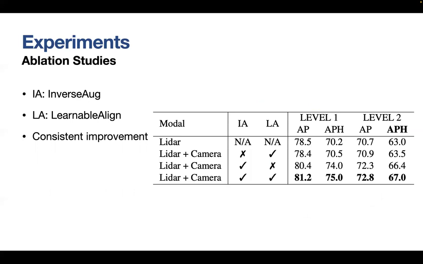So let's go to some ablation studies. Here we see the effect of inverse augmentation and learnable align on the model. We see that if we use all of them, in almost all cases, in almost all metrics, they improve the performance a lot. Especially we see that inverse augmentation is quite useful, and if they are both combined, we see an even greater increase in performance. So both of the modules definitely bring a lot of value to the model.